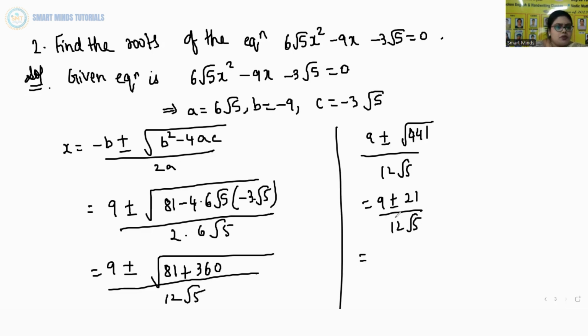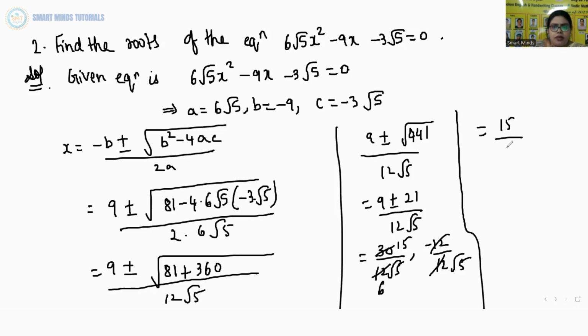So once you take plus, once you take minus. If I take plus, 9 plus 21 will become 30 by 12 root 5. And if I take minus, 9 minus 21 will become minus 12 by 12 root 5. 12 and 12 cancel. 2 15s are 30, 2 6s are 12. So that is 15 by 6 root 5, comma, minus 1 by root 5. Now again we can cancel by 3. 3 2s are 6, 3 5s are 15. So that is 5 by 2 root 5.